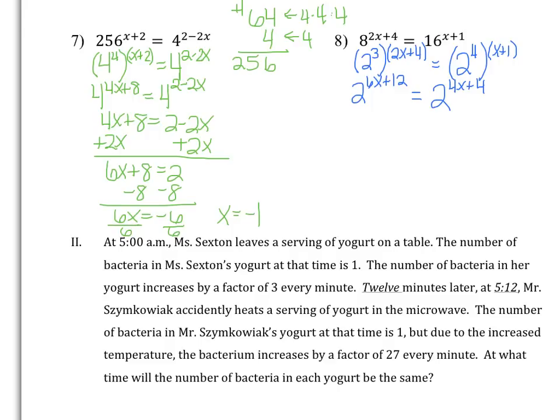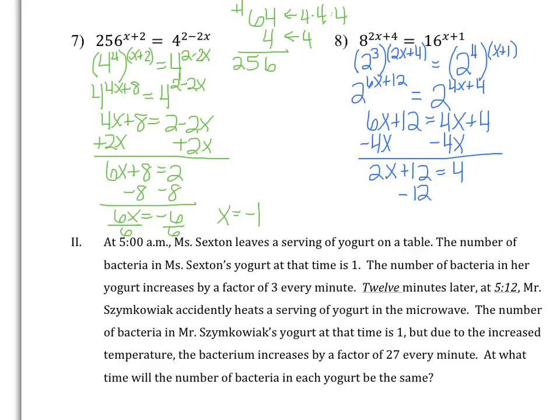Since my bases are the same, I can set my exponents equal to each other. So 6x plus 12 equals 4x plus 4. I'm going to take away 4x from both sides. 6x minus 4x is 2x, plus 12 equals 4. I'm going to take away 12 now, and I'm going to have 2x equals negative 8. Well, if 2x equals negative 8, and I divide both sides by 2, then x must equal negative 4.